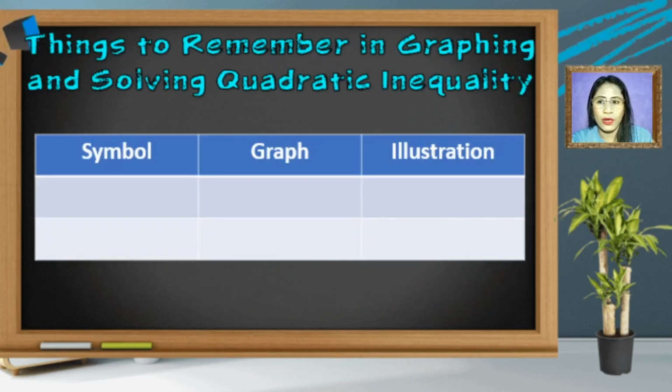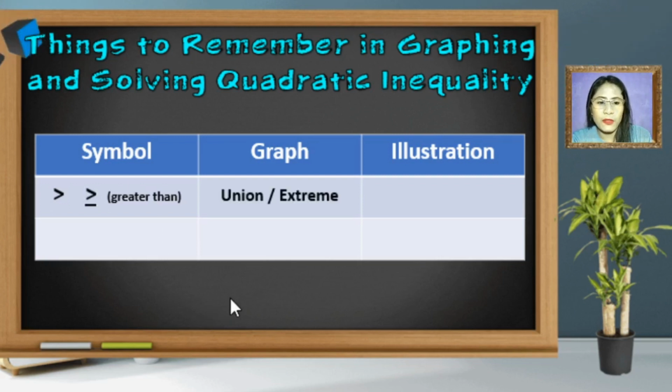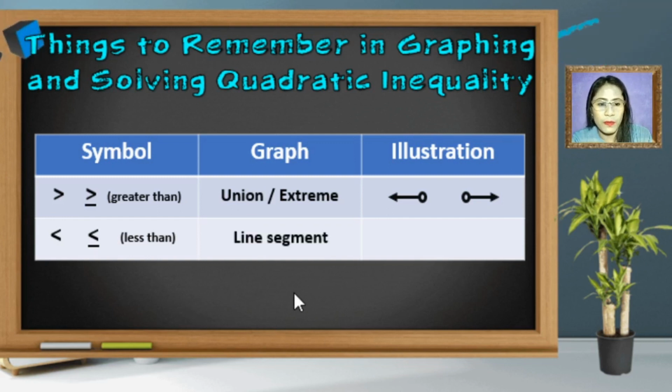Then, these are things to remember in graphing and solving quadratic inequality. So, if the symbol is greater than, may underline o walang underline, basta greater than, the graph should be union or extreme. O ang magiging itsura ng graph natin ay ganyan. So, ganito magiging itsura ng graph, no? And then, if the symbol is less than, may guhit sa ilalim o wala, basta less than, no? Our graph will be a line segment, no? Ang magiging itsura niya ay ganyan. So, ganito magiging itsura ng graph natin dapat.